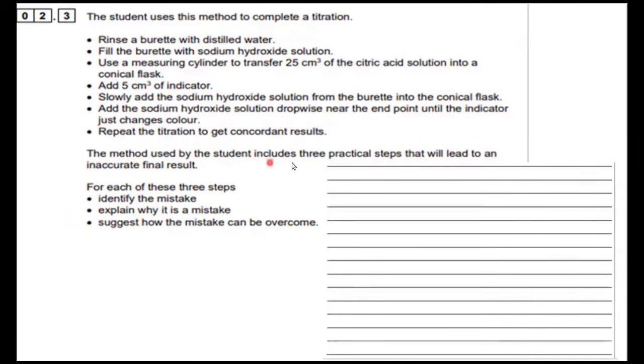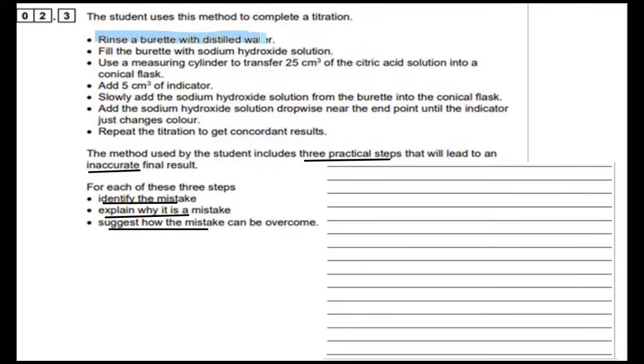The method used by the student includes 3 practical steps that will lead to an inaccurate final result. So we've got 3 practical steps that are inaccurate. For each of these steps, identify the mistake and explain why it's a mistake and how it can be overcome. Let's go, peoples. So first thing I want to do is just go down from the top and check each sentence and see if there's a mistake.